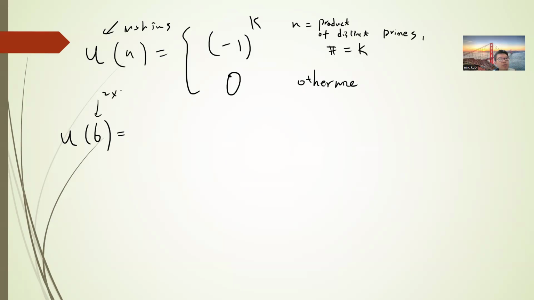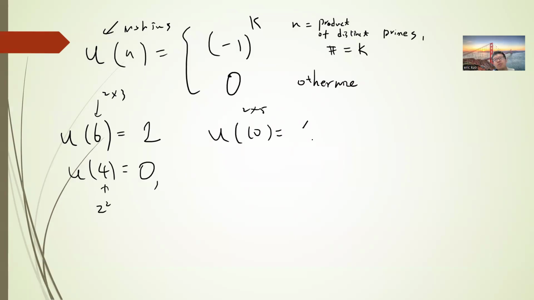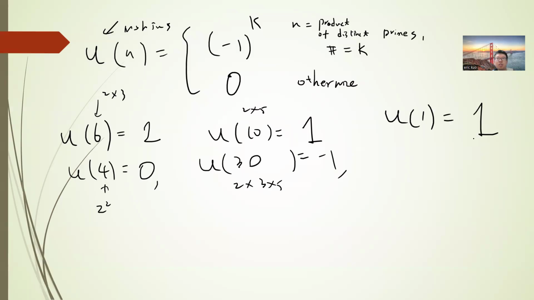So for example, let's say mu of 6. 6 is 2 times 3, right? So there are two distinct primes, so it's 1. And let's say mu of 4. 4 is 2 squared, so it's 0. And 10, 2 times 5, is just 1. And then 30, 2 times 3 times 5, is minus 1. And by convention, mu of 1 is basically 1. So yeah, this is the definition.